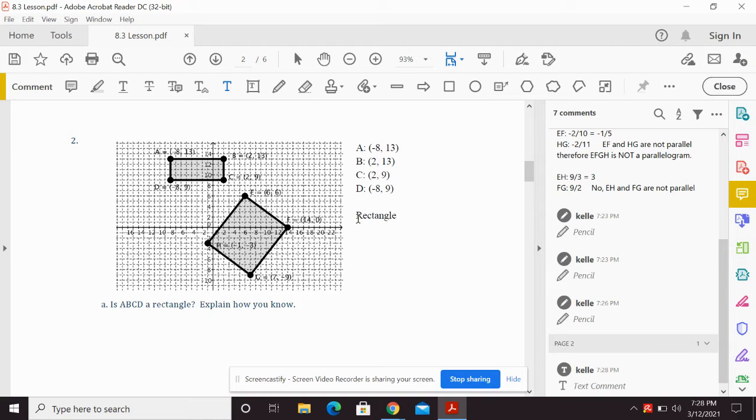Okay. So to prove that it is a rectangle, again, opposite sides must be parallel and congruent. And that would make it a parallelogram. Opposite sides are parallel and congruent, that's a parallelogram. If it's also going to be a rectangle, all angles are 90 degrees.